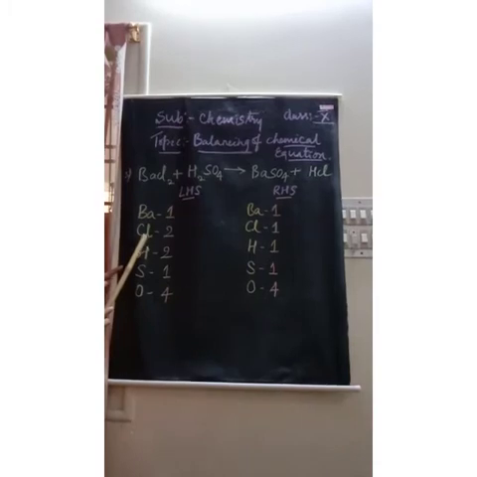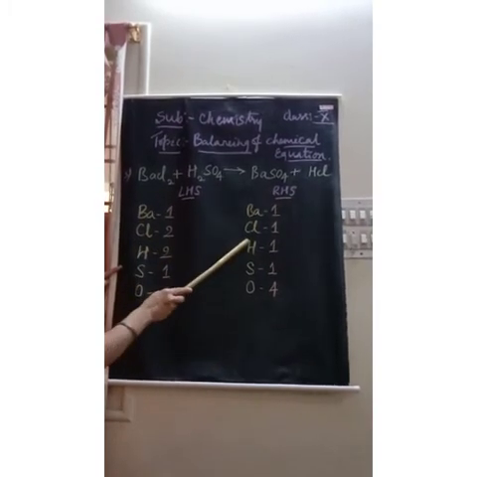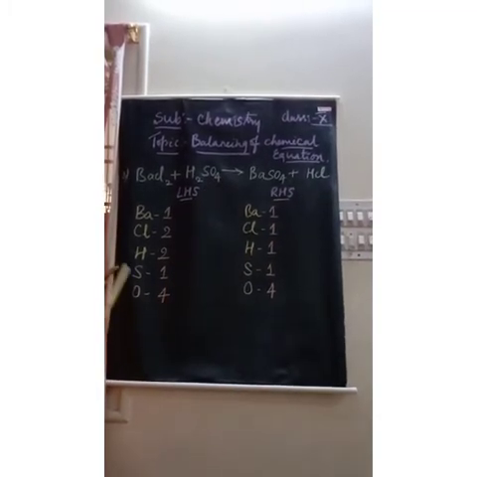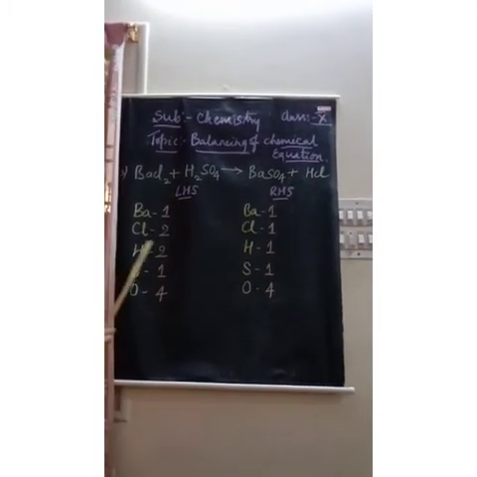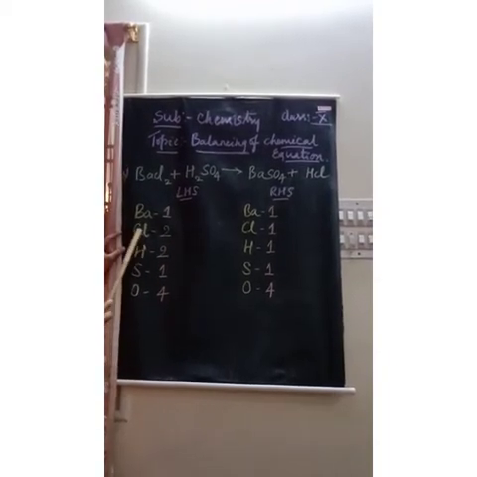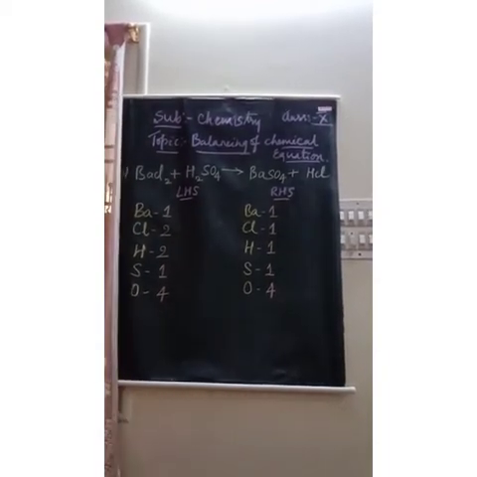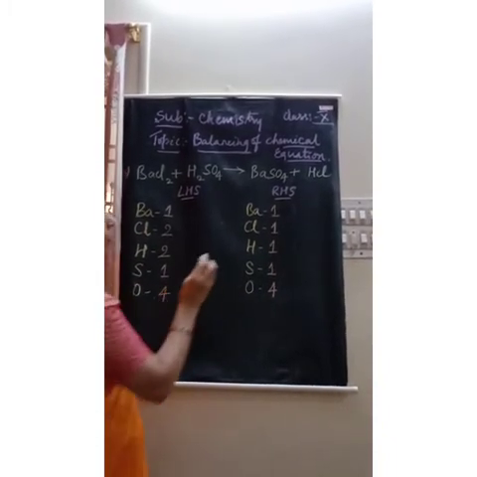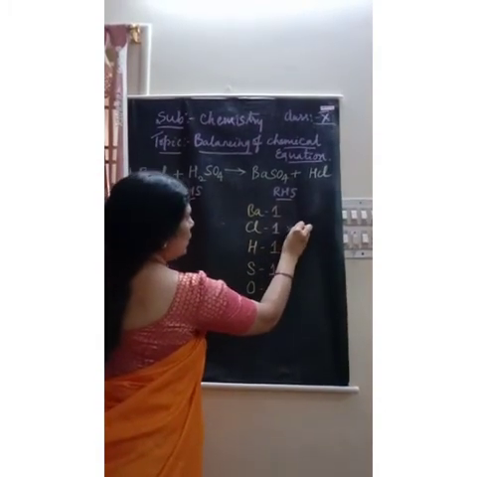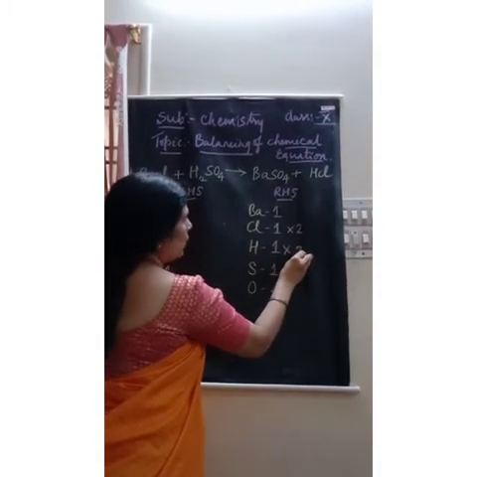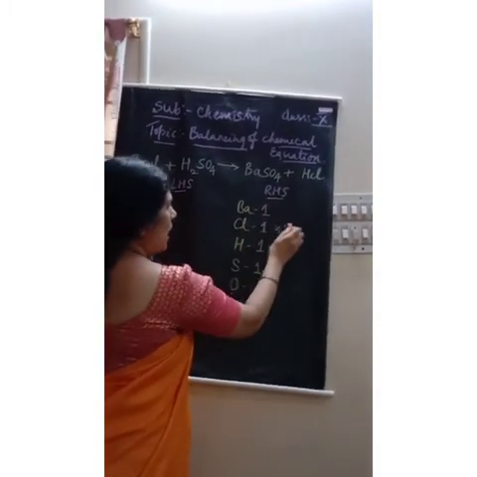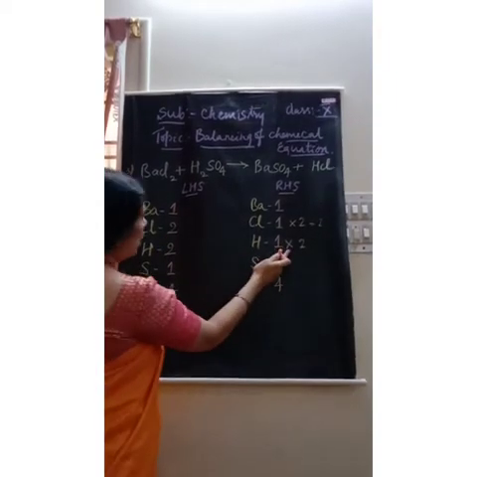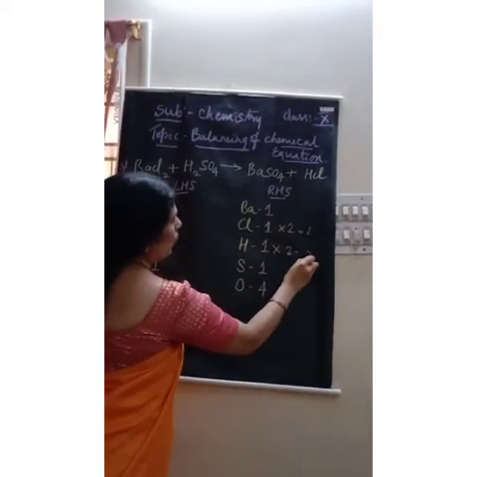Observe this carefully. What is the number of chlorine in LHS? 2. What is the number of chlorine in product? 1. Now the equation is not balanced. Here what we have to do? We have to balance only 2 elements, chlorine and hydrogen. In order to balance, we have to multiply by 2. Clear? So then 2 ones are 2. How many chlorine atoms are there now in the reactants? 2. How many hydrogen are there now? 2.